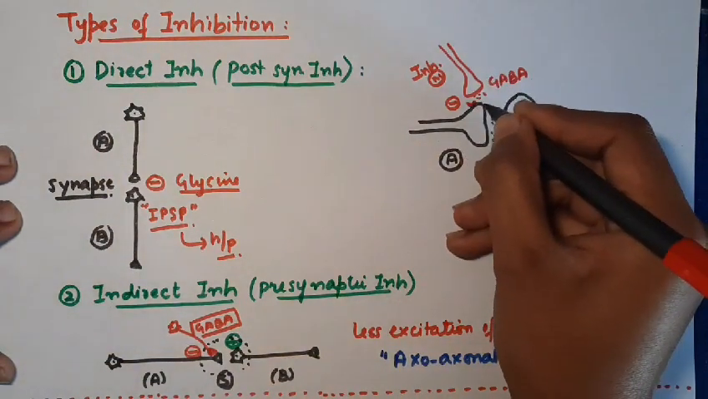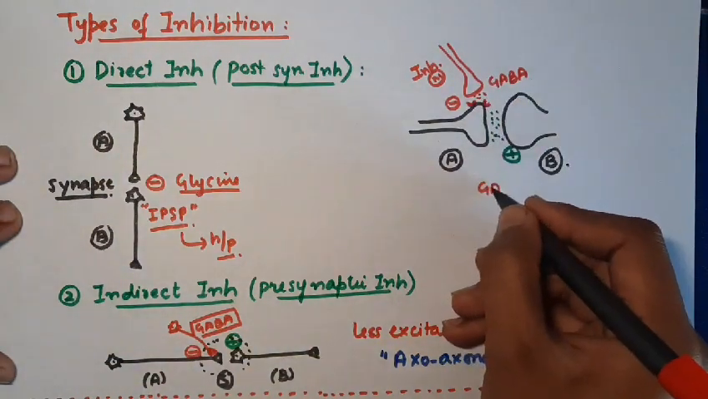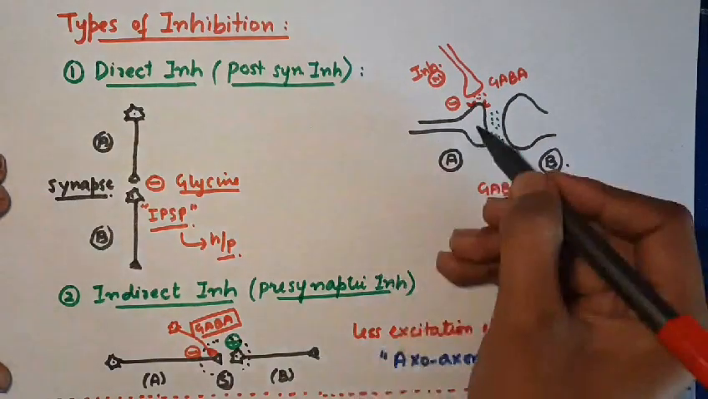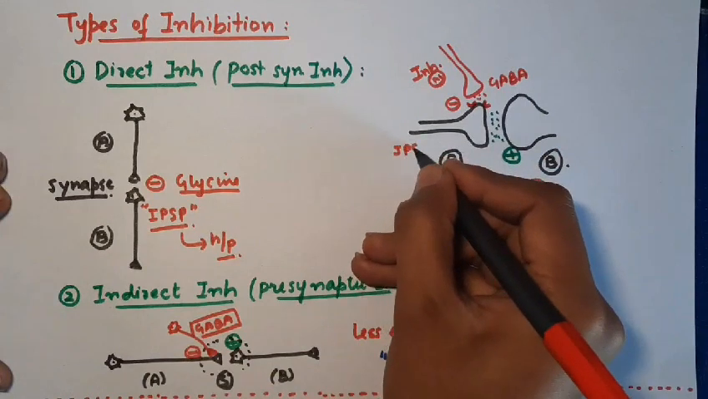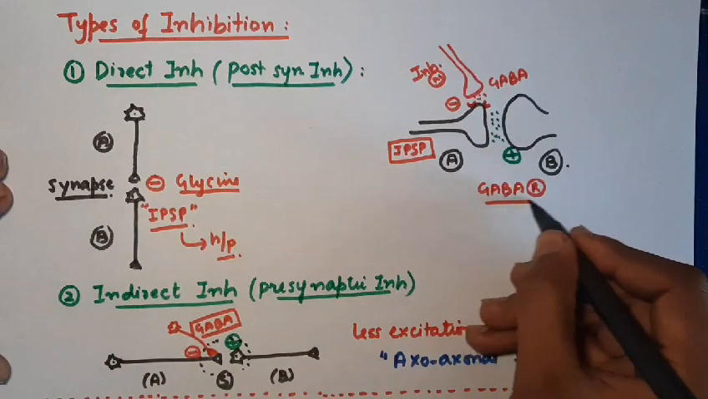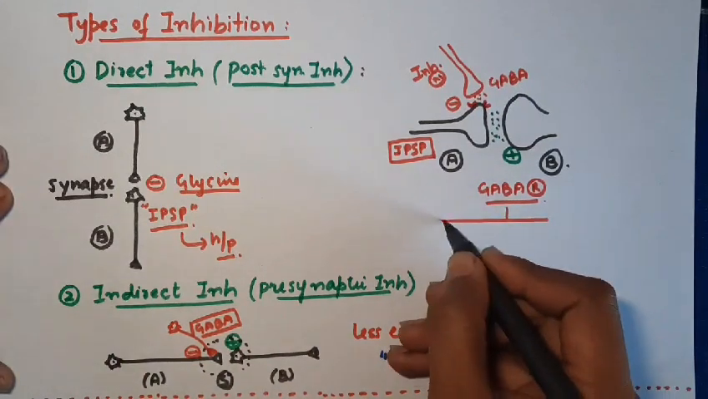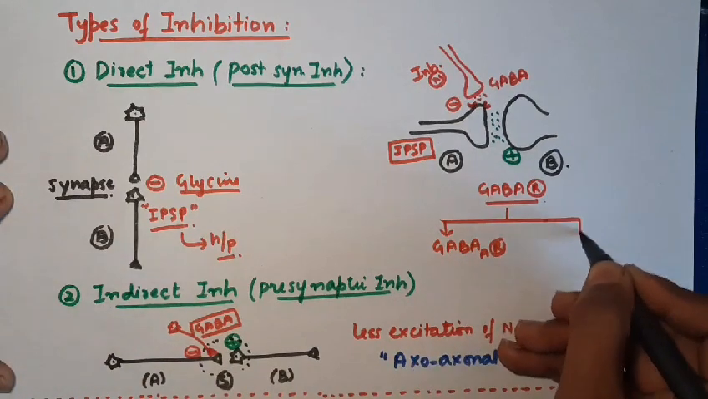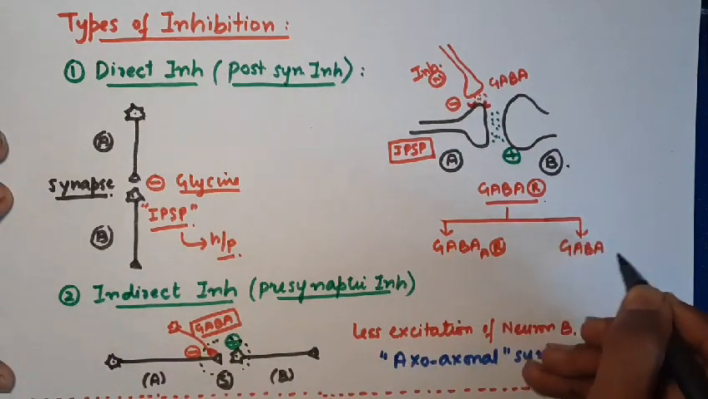Now how does this inhibitory neuron inhibit neuron A? As we studied, the neurotransmitter involved is GABA, so on the presynaptic neuron the GABA receptors are present which cause generation of inhibitory postsynaptic potential in the presynaptic neuron. These GABA receptors are of two types. They can be either GABA A receptors or GABA B receptors.